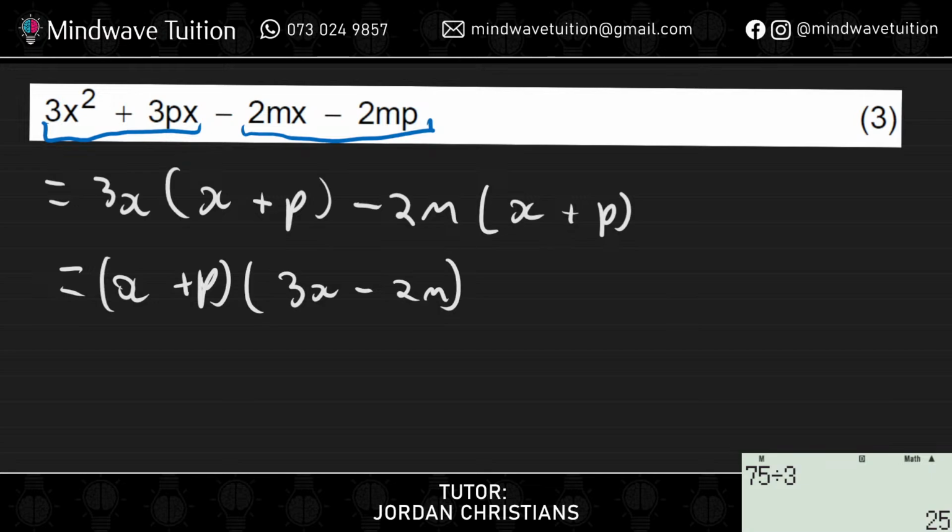So let's go up a level. This was all grade 10 up, so let's do grade 11 factorization. Or rather term 1. Okay.